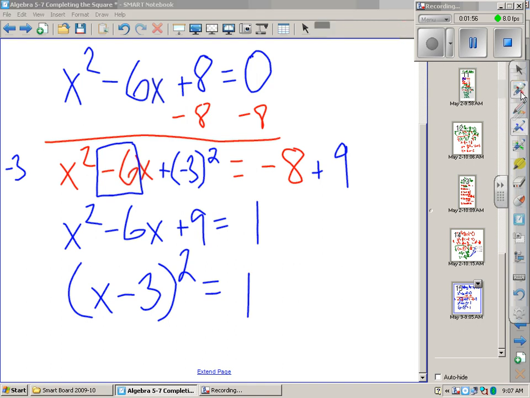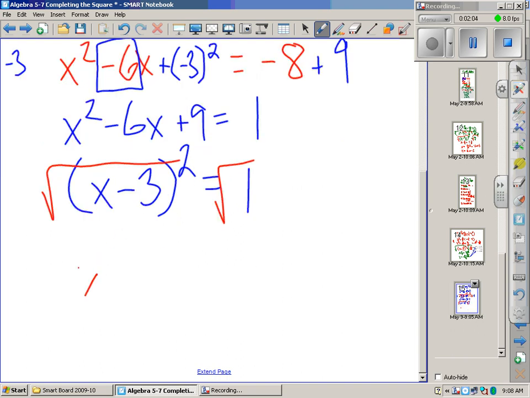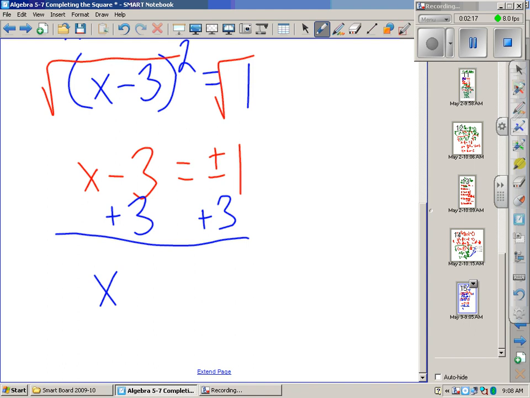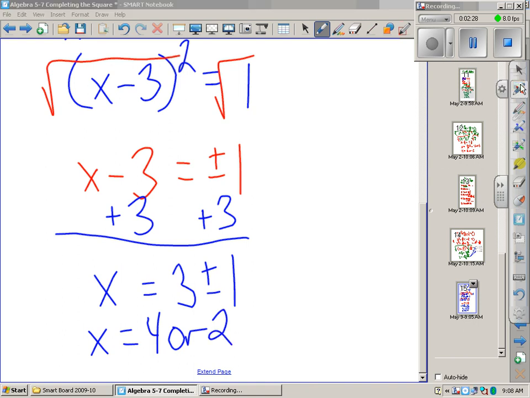From there, we're going to take the square root of both sides. We've talked about that; a lot of times people forget to do this. x minus 3 equals plus or minus 1. Then we're going to add 3 to both sides: 3 plus or minus 1. So our answer is 4 or 2. When we talk about answers to these problems, remember the solutions are the x-intercepts, or real roots, where it crosses the x-axis.